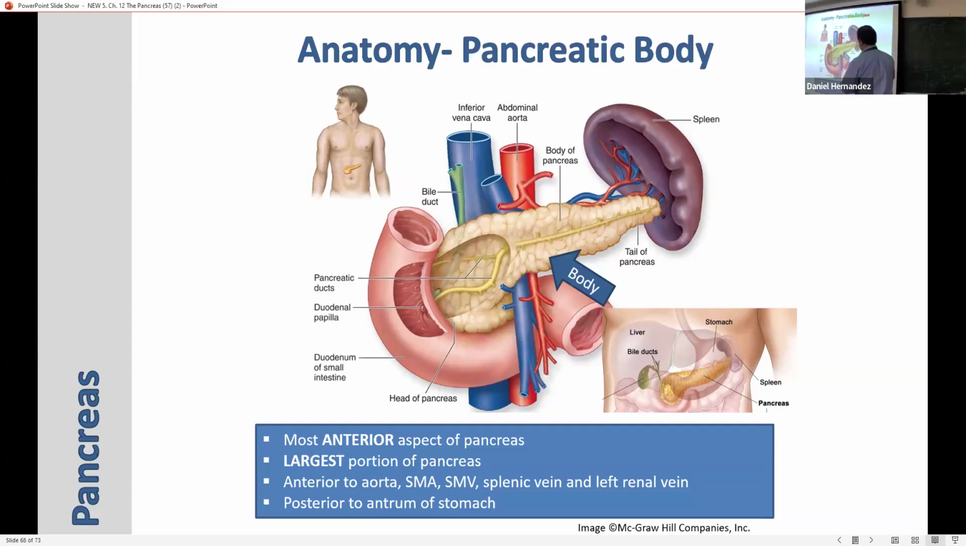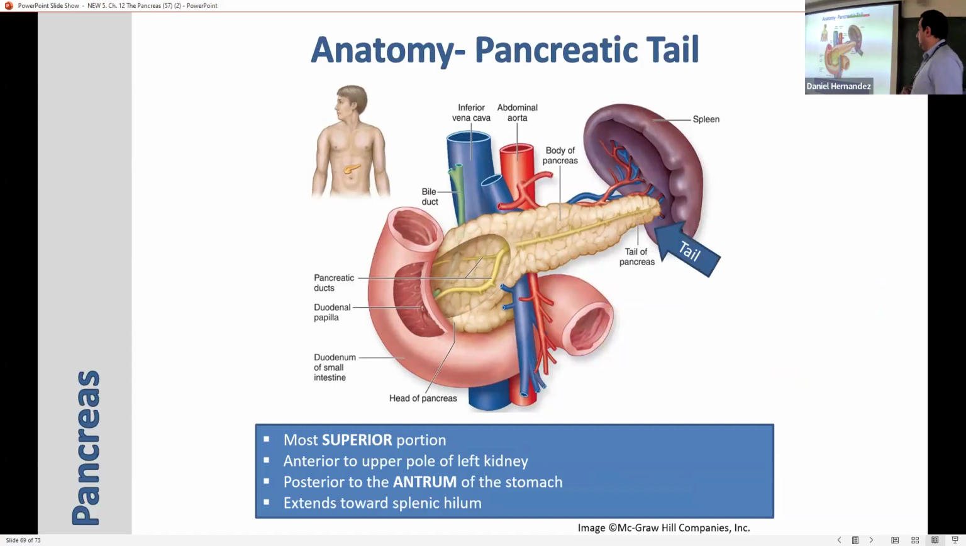Then, just relational anatomy, it's in front of the aorta, in front of the SMA, in front of the SMV. It's in front of the splenic vein. So all these things are posterior to, or behind, the body of the pancreas, including the left renal vein. But it sits behind the antrum of the stomach. So the antrum of the stomach is in front of the body of the pancreas.